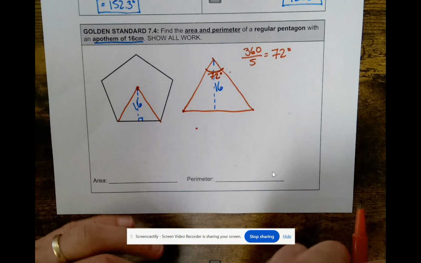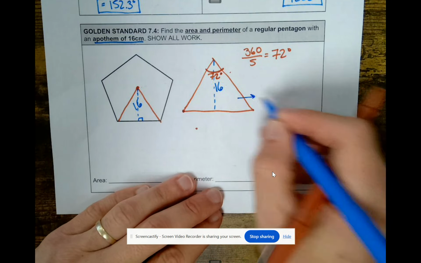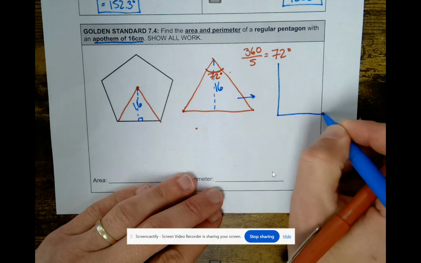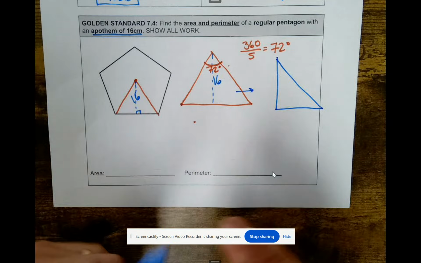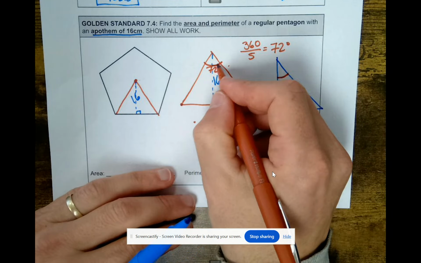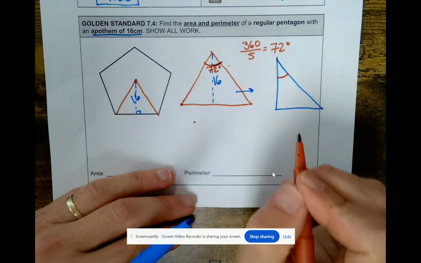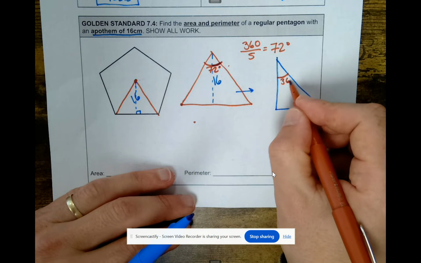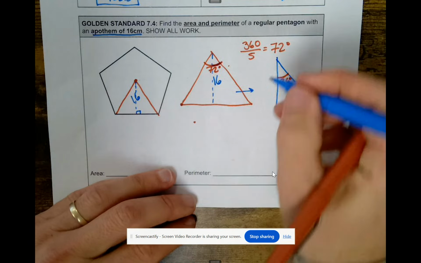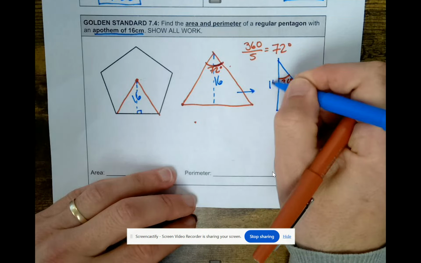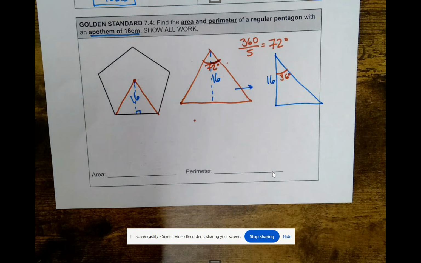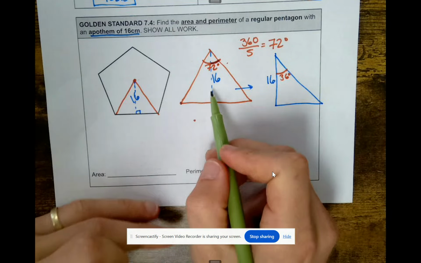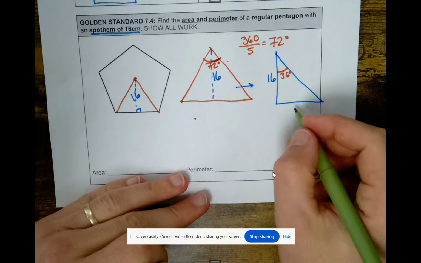What makes all the difference here is a right triangle. So let's draw half this shape. What do we know about it? This angle up top is half of that angle. So what's half of 72? 36 degrees. The height didn't change. The height stayed the same. But what are we trying to figure out here? Ultimately, we need to find the area of this triangle. So we need what two things? The base and the height.